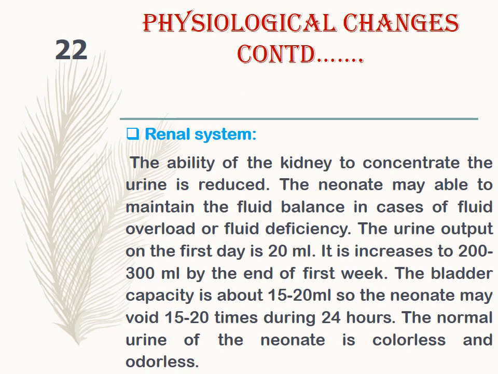Next, let us see the renal system. The ability of the kidney to concentrate urine is reduced. The neonate is unable to maintain fluid balance in cases of fluid overload or fluid deficiency. The urine output on the first day is 20 ml. It increases to 200 to 300 ml by the end of the first week. The bladder capacity is about 15 to 20 ml, so the neonate may void 15 to 20 times during 24 hours. The normal urine of the neonate is colorless and odorless.